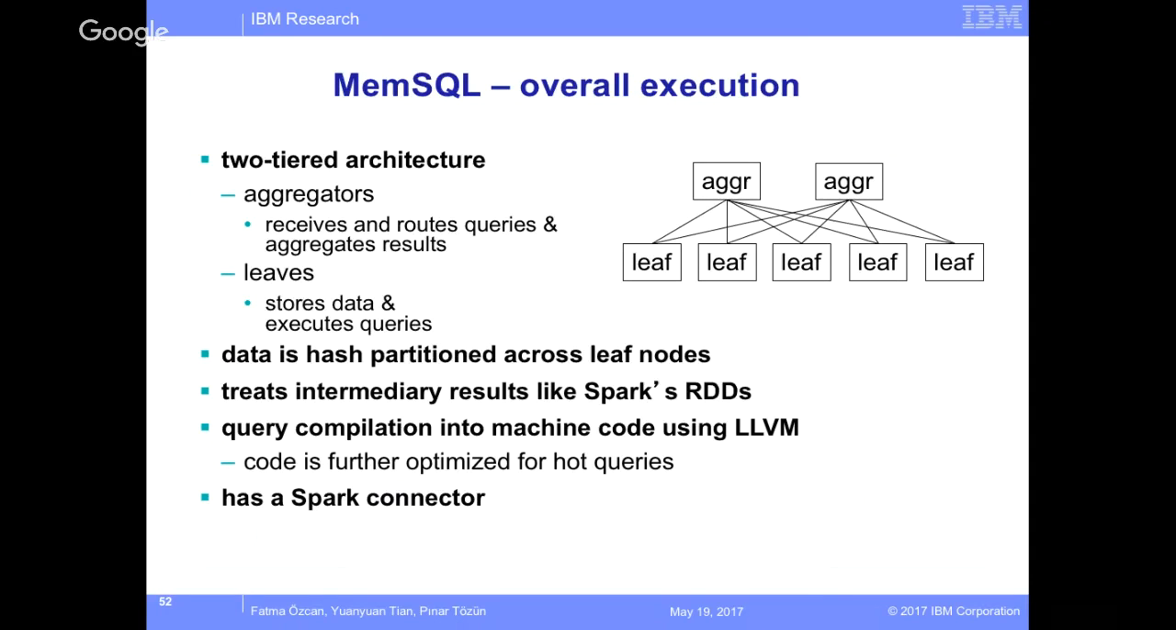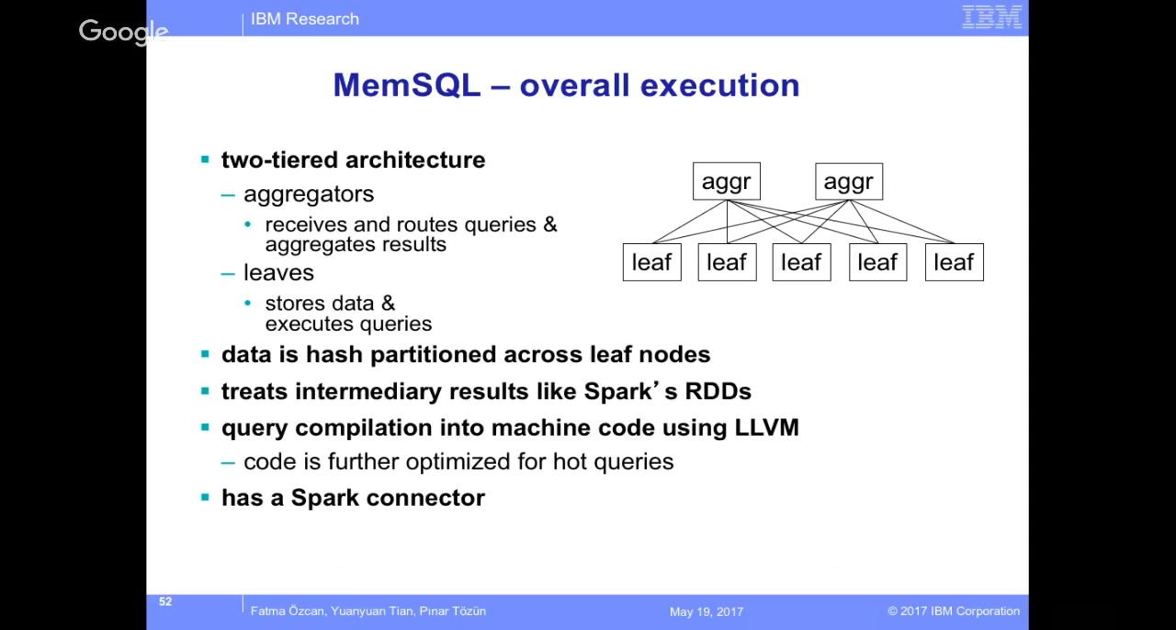Also, the overall architecture for their distributed setting is kind of similar to a MapReduce-like design. You have aggregators and leaves. The aggregators receive the requests and route them to the proper leaf nodes. Leaf nodes store the data, execute the request, and send the results back to aggregators, which aggregate the results before sending them to the user. Data is partitioned across different nodes, and the intermediary results are treated like Spark's RDDs.